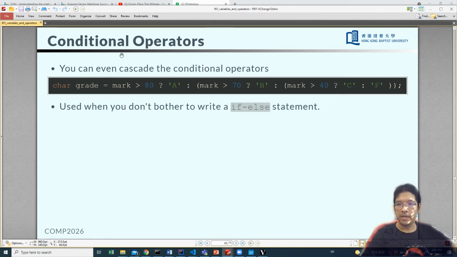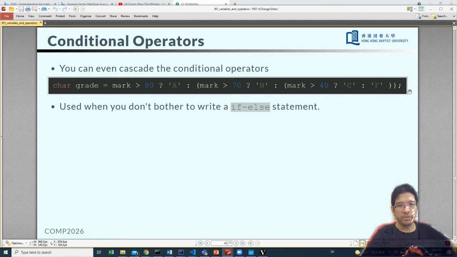Okay, so let's say this expression. Wow, it looks so complicated, but you can actually divide it into several parts to make it easier to understand. So read it from your left: mark more than 80. Now, if this condition is fulfilled, we'll take the value of A. I think we don't have any problem, right? Now, if this condition is not true, then we will need to look at the value produced here.